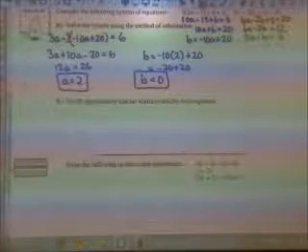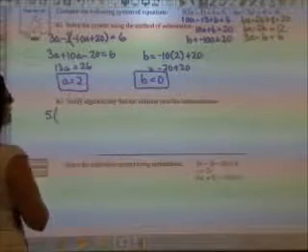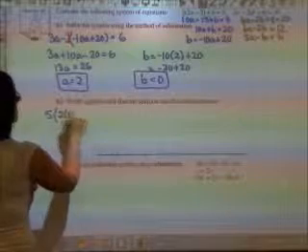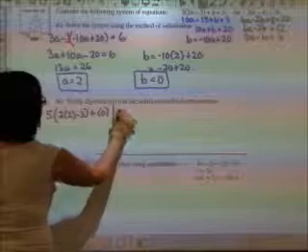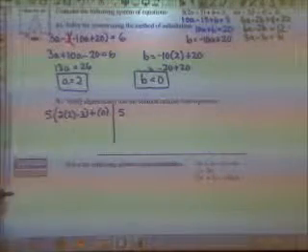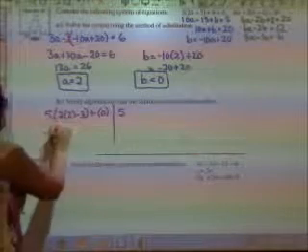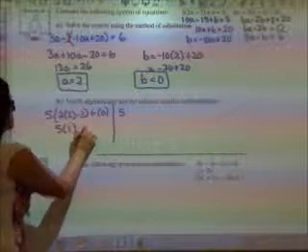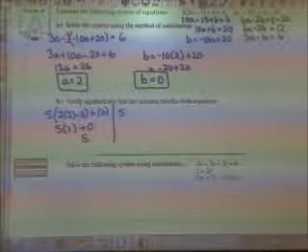If I verify this algebraically, I want to verify this in the original equation. So 5 times 2 times 2 minus 3 plus 0 has to be equal to 5. So 2 times 2 is 4. 4 minus 3 is 1 plus 0. And I get 5. So it works in the first equation.